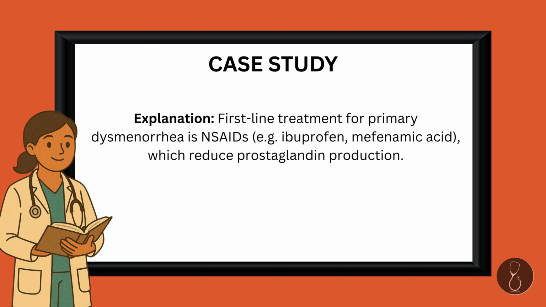Explanation. First-line treatment for primary dysmenorrhea is NSAIDs, e.g. ibuprofen, mefenamic acid, which reduce prostaglandin production.